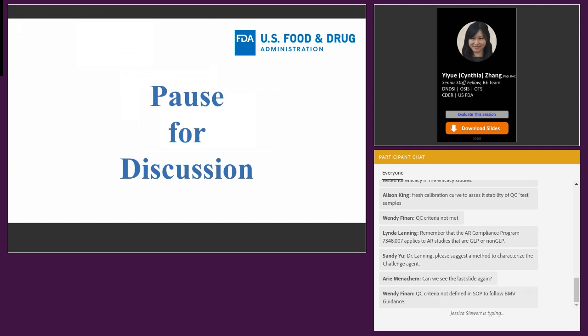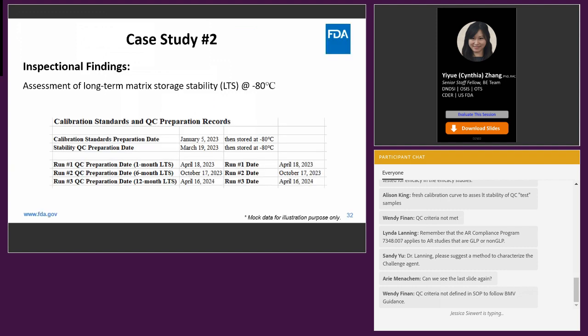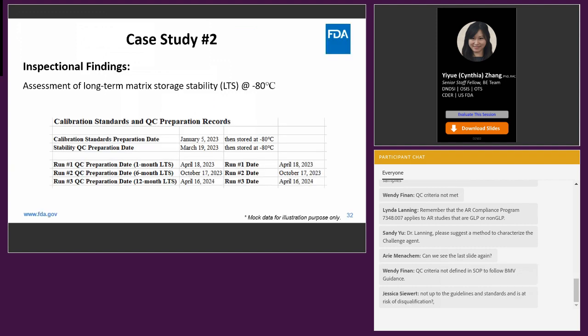All right, I see someone was asking to move back to the previous slide. Can we please do that? Okay, perfect. Thank you so much. Yeah, I hope this helps. This is the mock data for the assessment of the LTS.